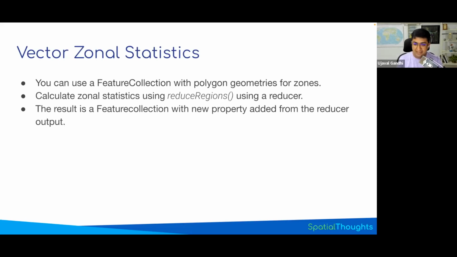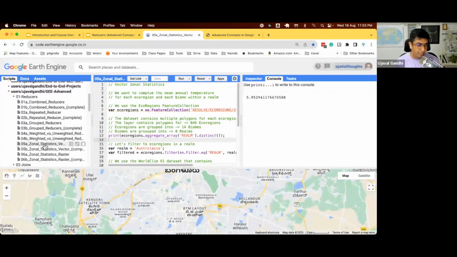So if you say, give me the mean value, you will get one extra property in your feature collection, which will be the mean. If you have a combined reducer which generates, say, 3 outputs, you'll get 3 new properties. Let's see an example of this. Okay, so we are now working on script 5A, zonal statistics for vector.